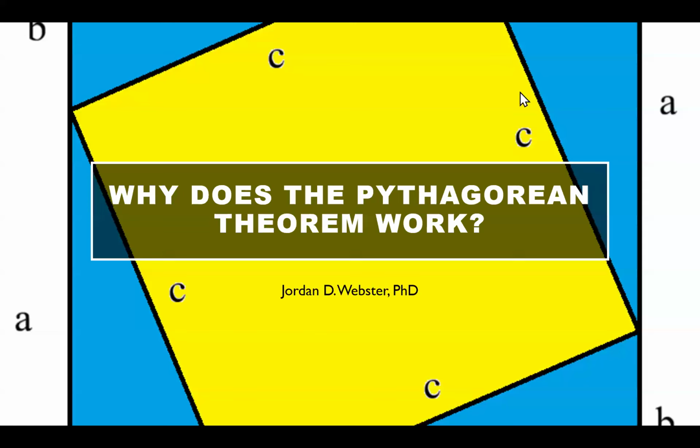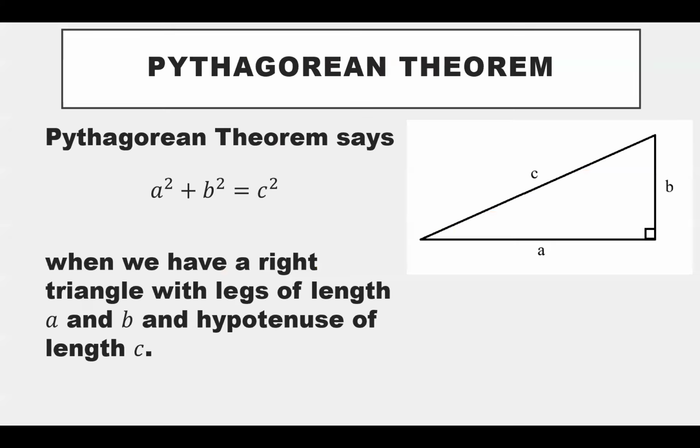In this video, we're going to investigate why the Pythagorean theorem works. So we're going to give a proof of the Pythagorean theorem. Now, if you recall, the Pythagorean theorem says a squared plus b squared is equal to c squared when we have a right triangle with legs of lengths a and b and a hypotenuse of length c.